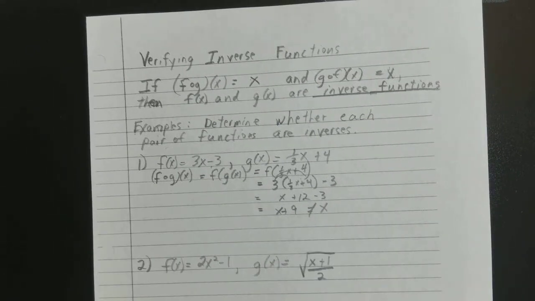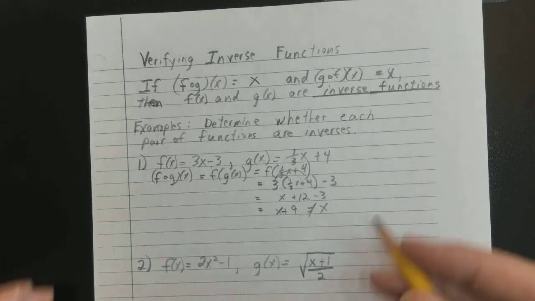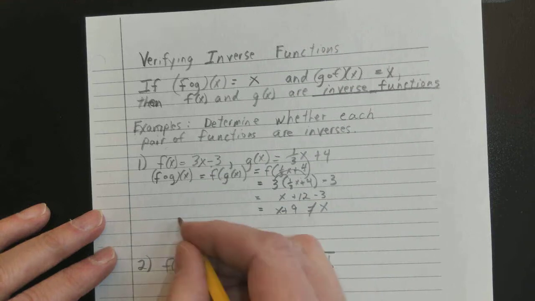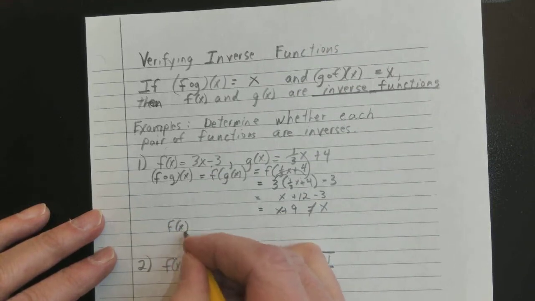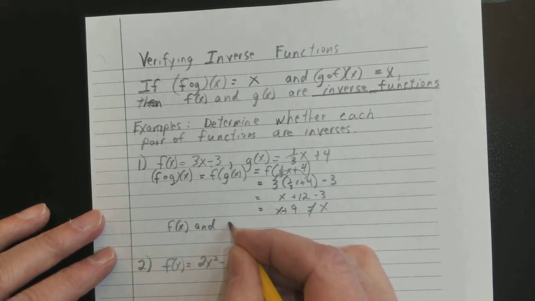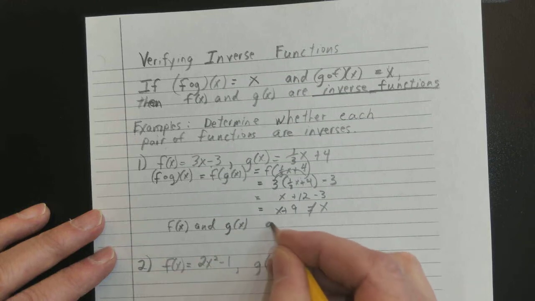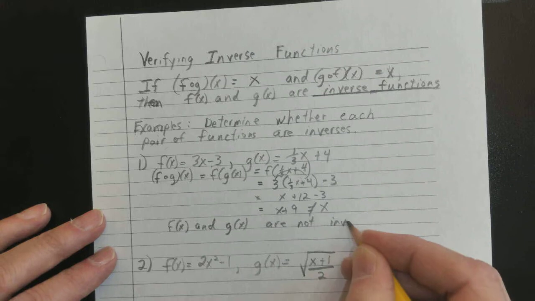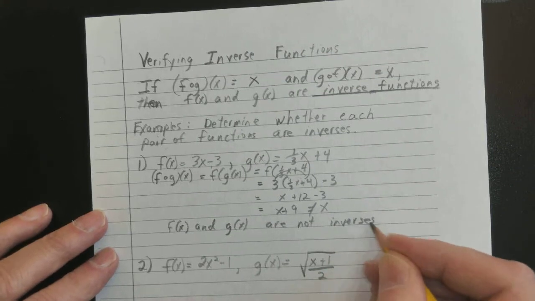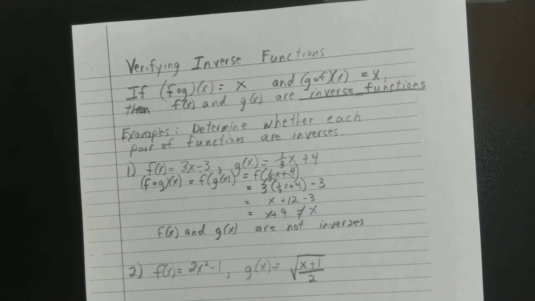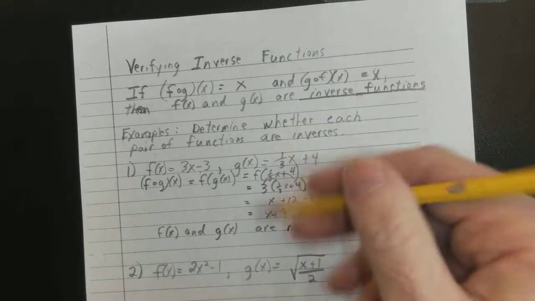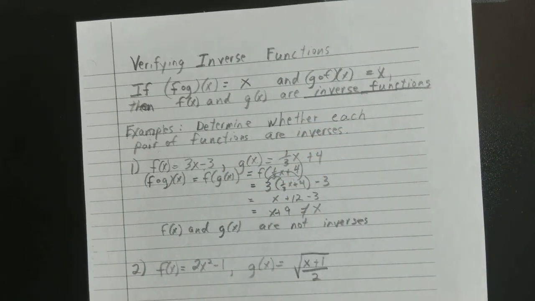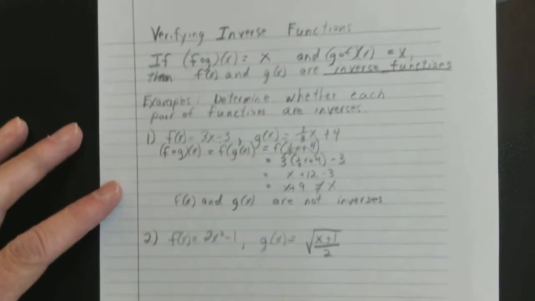And since it's not equal to x, then f of x and g of x are not inverses. Okay? You only have to do it once. If you show one way it's not equal to x, then we're done. We can conclude that. All right.